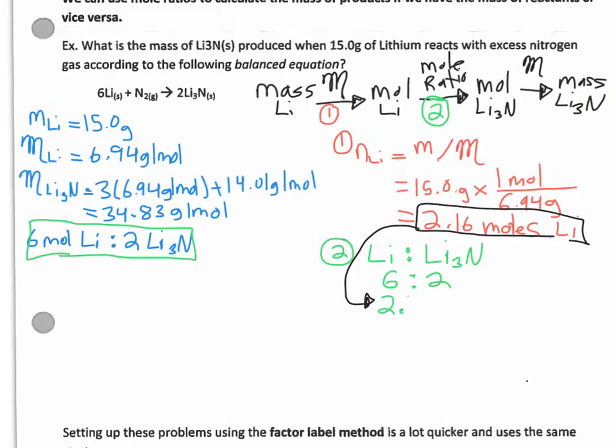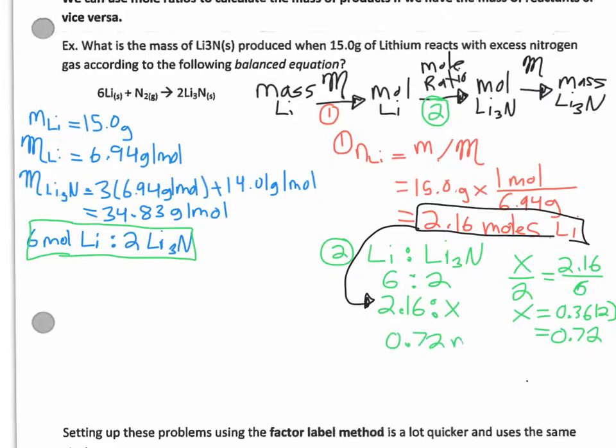So if I have 2.16 moles of lithium, how much lithium nitride do I have? So doing that rule we learned with fractions, x divided by 2 is going to equal 2.16 divided by 6. We do the math, x is going to end up being 0.36 multiplied by 2. We get 0.72. So what this means is that we have 0.72 moles of Li3N.